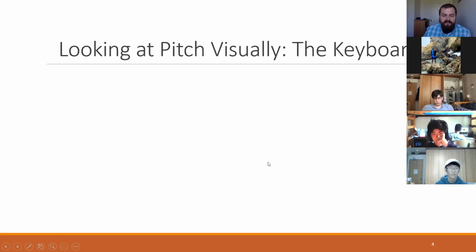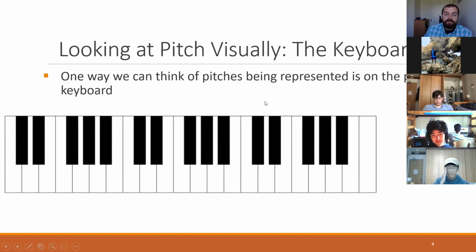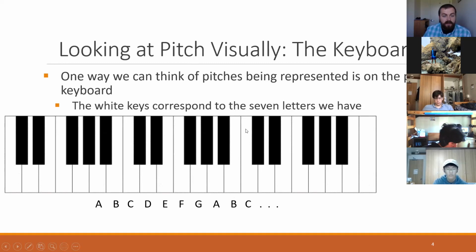So let's talk about the keyboard a bit. Some of you I know are keyboardists, some of you aren't. This is not a class about playing the keyboard. This is more using the visual space of a keyboard as a reference for thinking about pitch. One way we can think about pitches being represented is, of course, the keyboard. We have low on the left to high on the right. The lower on the left you go, the lower the pitch gets, and the higher on the right you go, the higher the pitch.